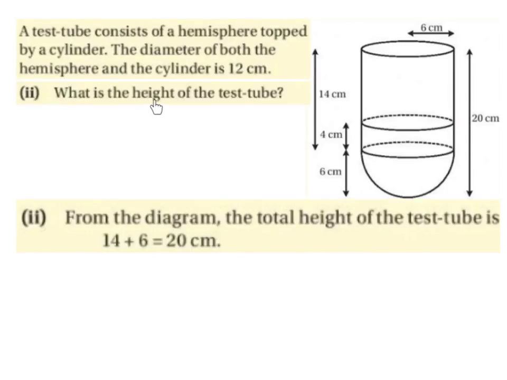Part 2, what is the height of the test tube? So what is the full height? From the diagram, the total height is going to be 14 plus 6, because remember the diameter was 12, so the radius was 6, so the distance from here to here is also going to be 6. And 14 plus 6 is 20 centimeters. So the height of the entire test tube is 20 centimeters.